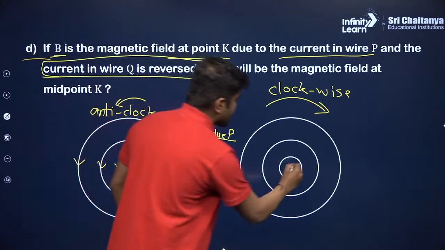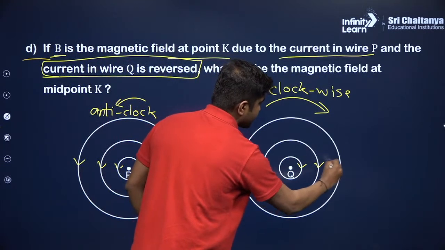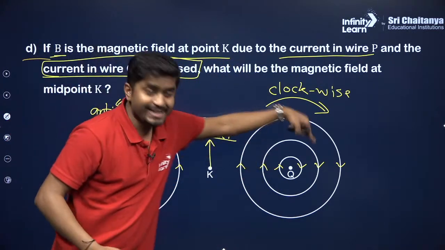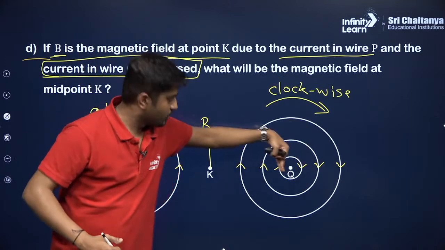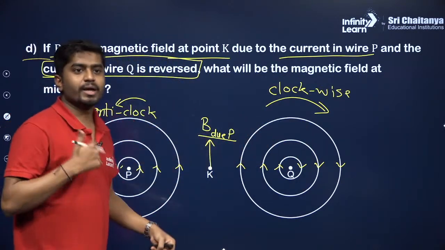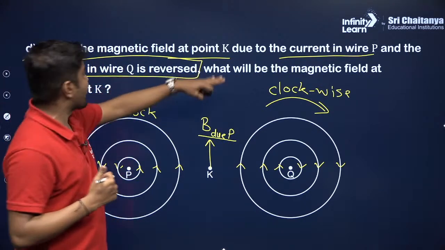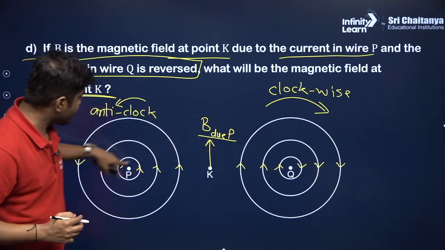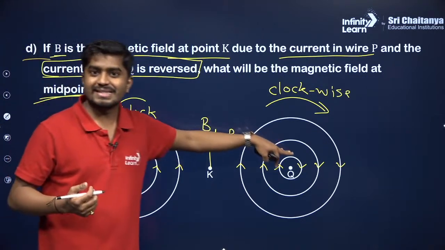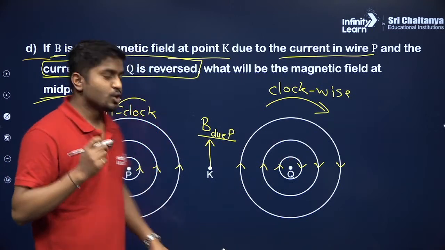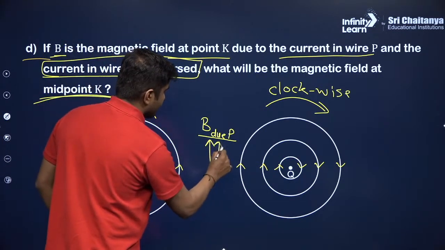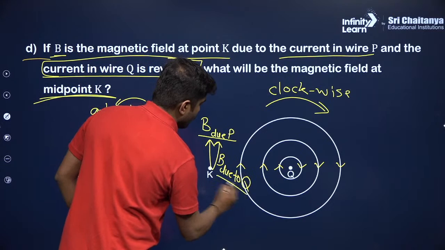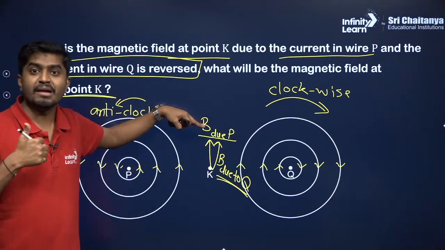So now mark the direction. It is going clockwise, going down this side and coming up. So towards the right of the wire, the field lines are going down. Towards the left, they are coming up. So what will be the magnetic field at midpoint K? At the midpoint, there is a B due to wire P. Because the current is the same, the magnitude is going to be the same. So there would be another vector here. This will be B due to Q. Both are going to be in the same direction.